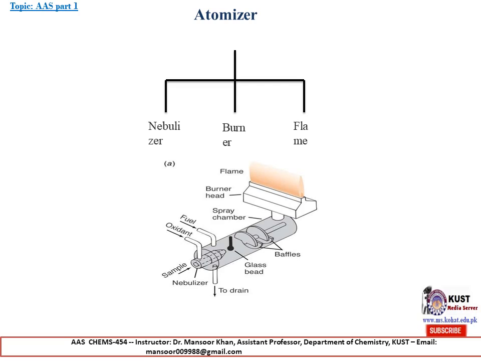It consists of the nebulizer, oxidant, drain, fuel, glass beads, baffles, spray chamber, burner head, and flame. So these are the various portions of the atomizer. The function of the atomizer is to convert the element of interest into its neutral gaseous atomic form.